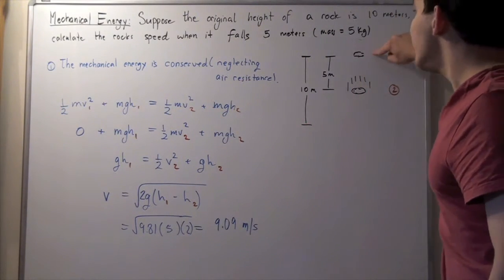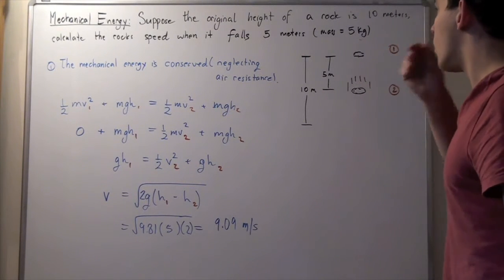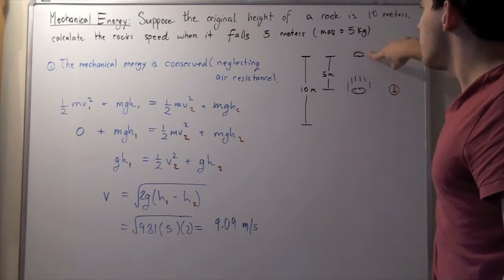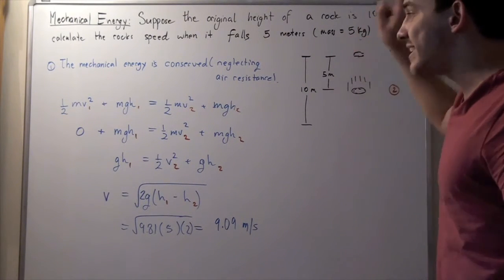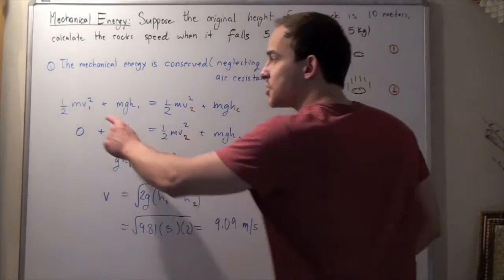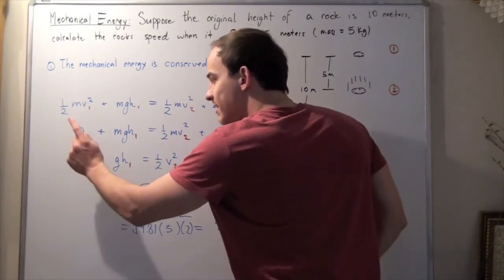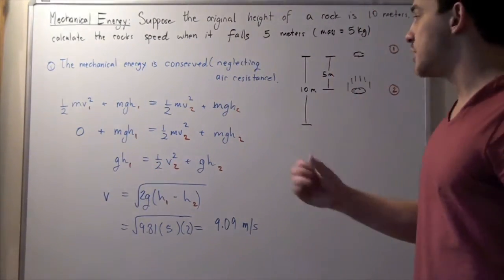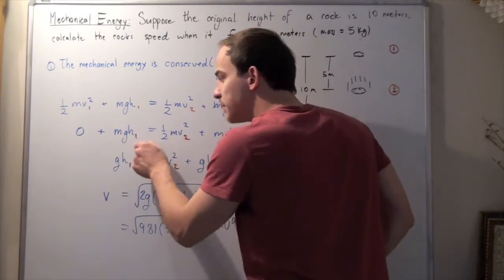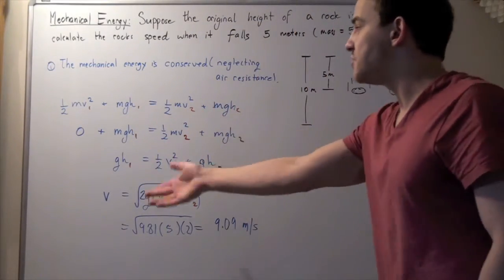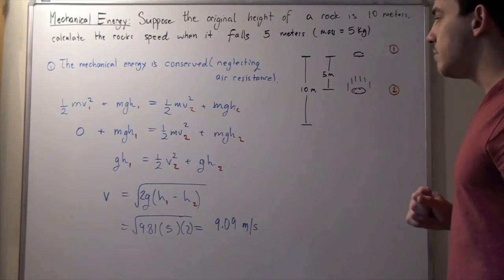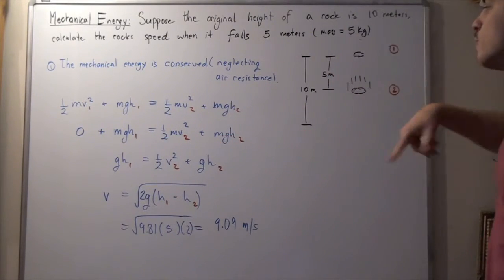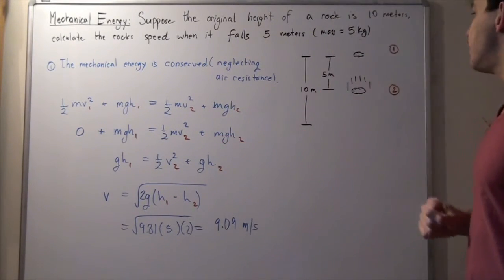So let's begin. What's our initial velocity? Well, our initial velocity is 0. Our object, the rock, is dropped from this point 10 meters above the ground, so its initial velocity is 0. That means this v is 0, and that means this amount is 0. Our rock has no kinetic energy. Now, our initial gravitational potential energy is mgh, where the h is simply our 10 meters. And this equals the kinetic energy at point 2 plus the potential energy at point 2.